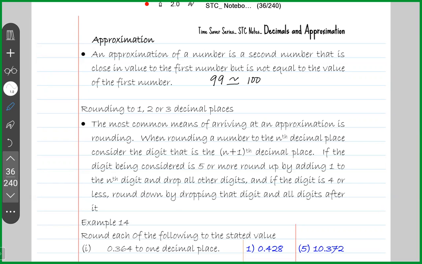Now the most common means, so next let's look at rounding to 1, 2, or 3 decimal places. The most common means of arriving at an approximation is rounding. When rounding a number to the nth decimal place, we must consider the digit that is the nth plus 1 decimal place. Now, if the digit being considered is 5 or more, we're going to round up by adding 1 to the nth digit, or the digit that is in the nth decimal place, and drop all other digits. If the digit being considered is 4 or less, we're going to round down by dropping that digit and all other digits after it. All right, the best way to actually explain this is to show it to you in action.